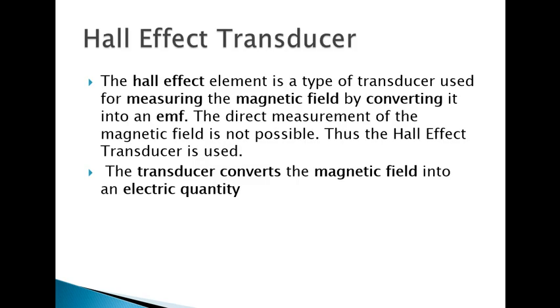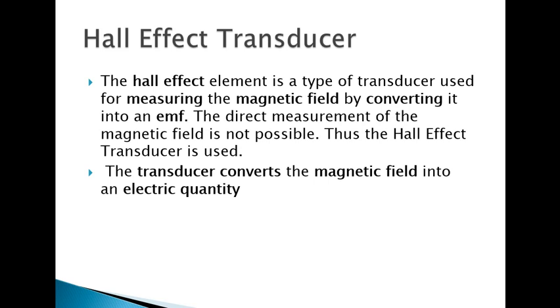Next is the Hall effect transducer. Again, this is a very simple concept. The Hall effect element is a type of transducer used for measuring the magnetic field by converting it into an EMF. The direct measurement of a magnetic field is not possible, thus the Hall effect transducer is used. This transducer converts the magnetic field into an electrical quantity.